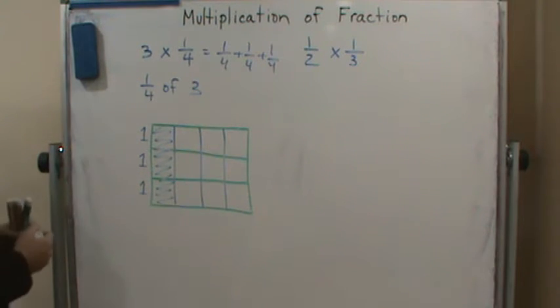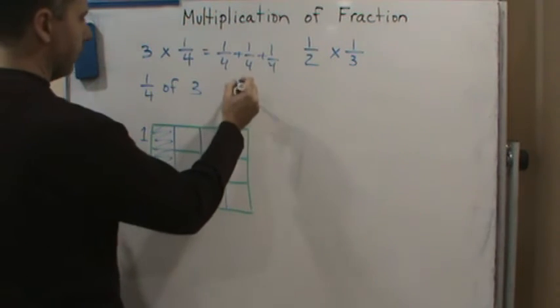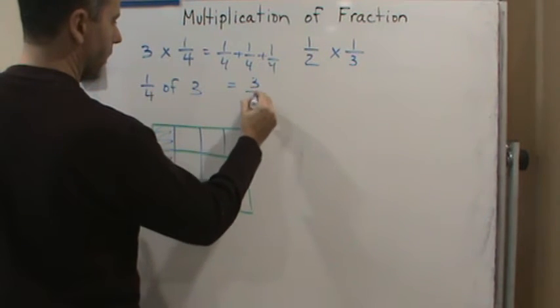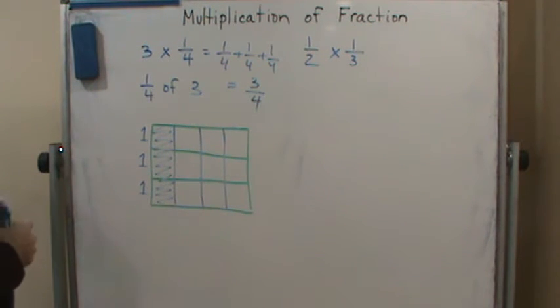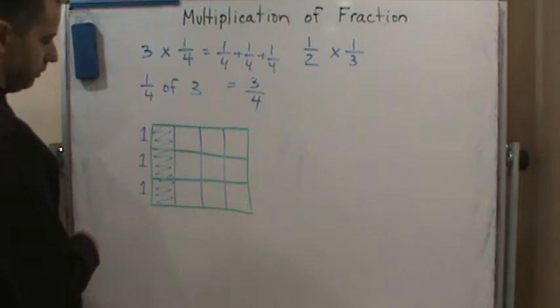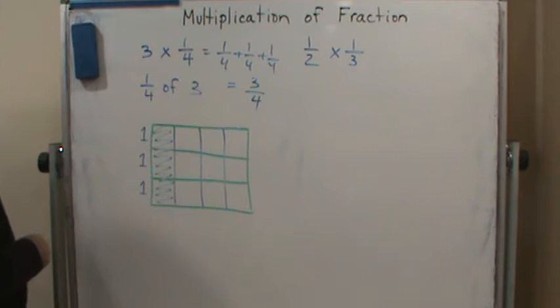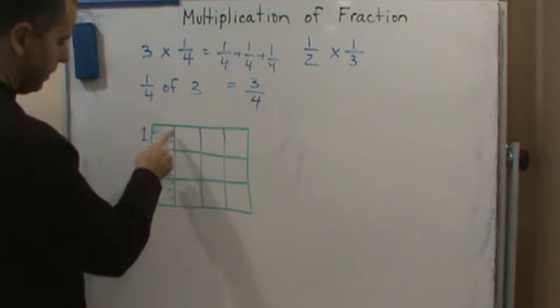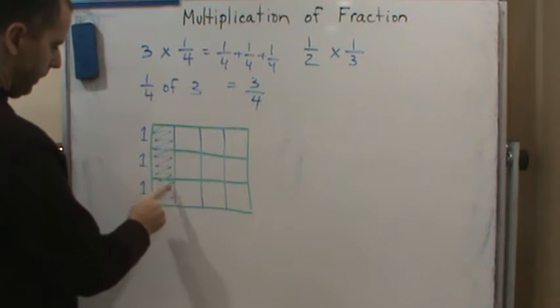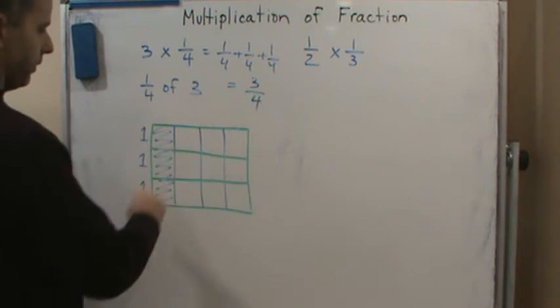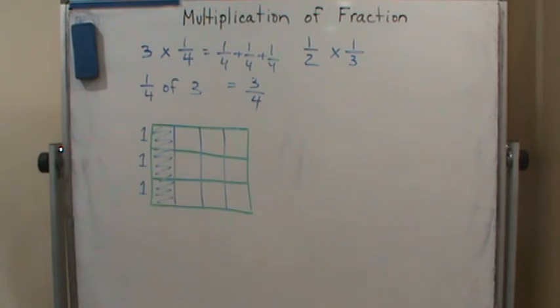And so this gives me what? 3/4. What I get is 1/4 from here. This is 1, so I got 1/4. I got 1/4 from here, and I got 1/4 from here, so it gives me 3/4. Okay, 2 different ways of seeing the same thing.